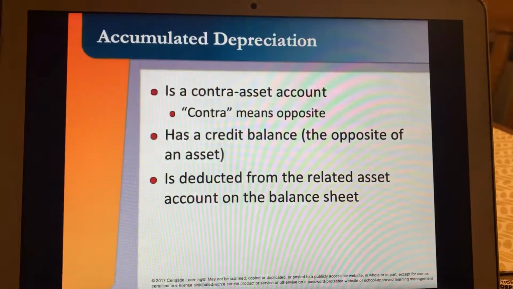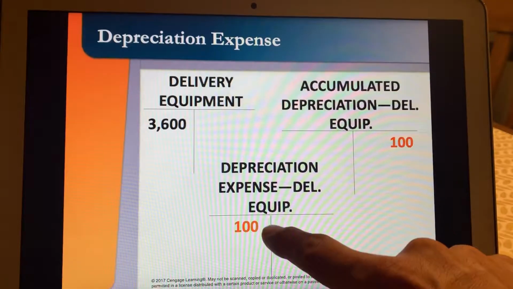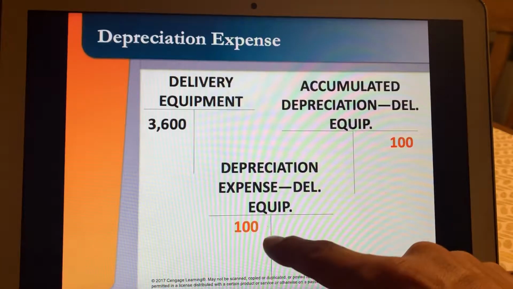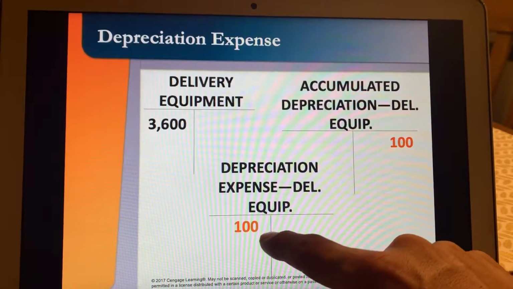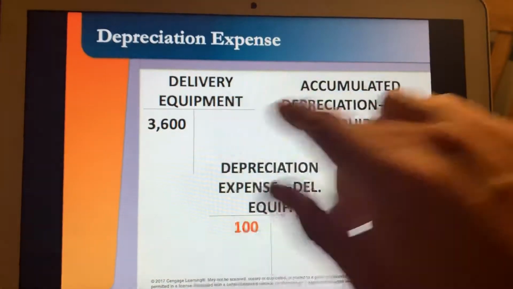Again, earlier I talked about it being a contra asset. Contra means opposite. Has a credit balance, the opposite of an asset, and is deducted from the related asset account on the balance sheet. So here's the depreciation expense delivery equipment. So $100. This will go on the balance sheet. These two up here go on the balance sheet.